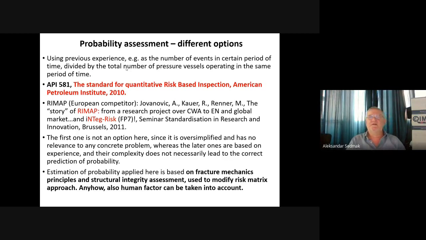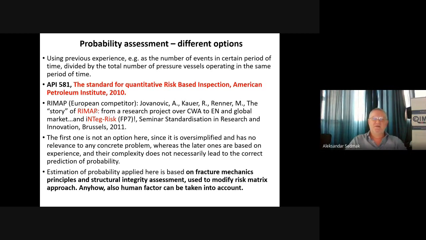Once we check the literature and existing options for probability assessment, we find two of them as the most popular and probably the most useful. This is API 581, the standard for quantitative risk-based inspection by the American Petroleum Institute, and then RIMAP, which is the European competitor on the same subject.